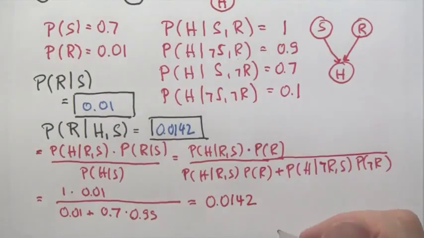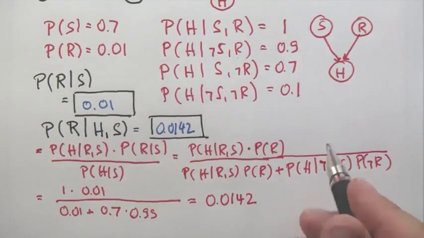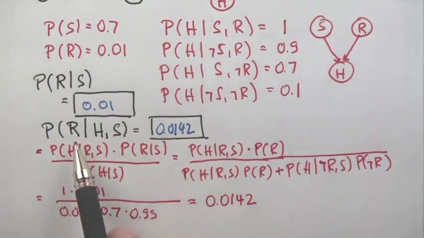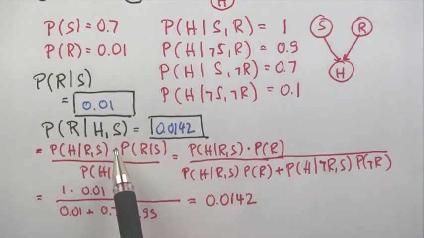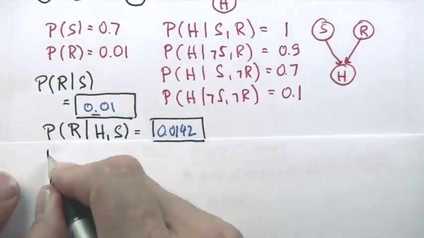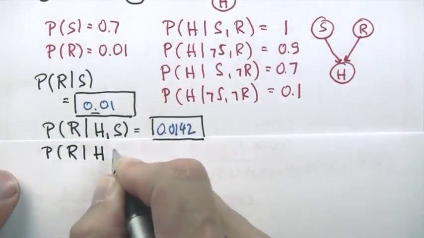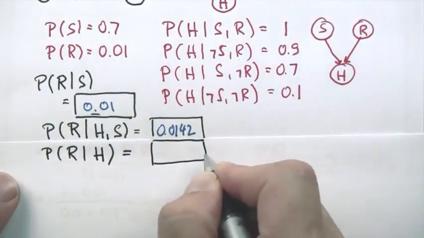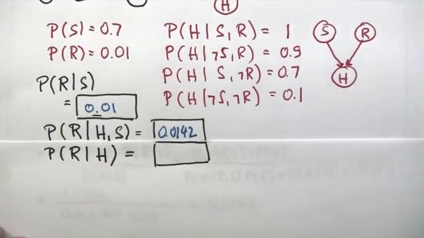0.0142. Now, to understand the explain away effect, we have to compare this to the probability of a raise given that we're just happy and we don't know anything about the weather. So let's do that exercise next. So my next quiz is, what's the probability of a raise given that all I know is that I'm happy and I don't know about the weather? Now this happens to be, once again, a pretty complicated question. So take your time. This is a difficult question.